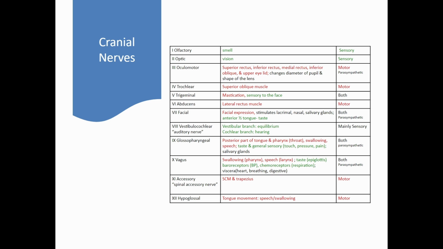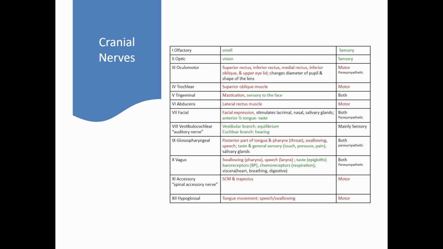The optic, oculomotor, trochlear, and abducens nerve, or cranial nerve 2, 3, 4, and 6, they all have something to do with the eye. Optic is for just vision, it's only sensory. Oculomotor can actually move 4 of the 6 muscles that move your eye. It also can change the shape of your lens and the diameter of your pupil. Trochlear and abducens both move 1 of the 6 muscles that move your eye. Trochlear moves the one called the superior oblique, and abducens the lateral rectus.